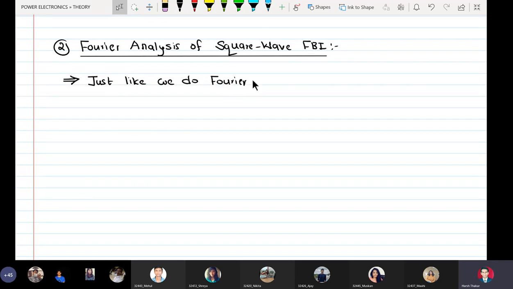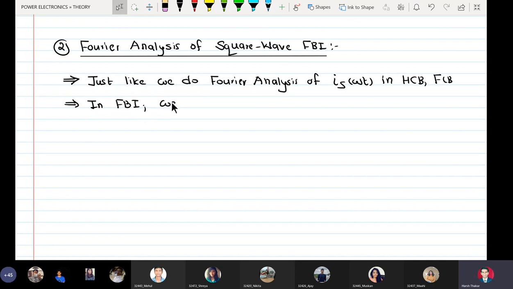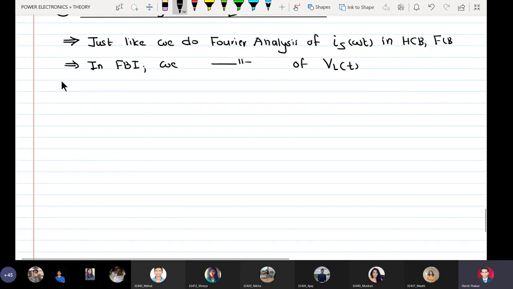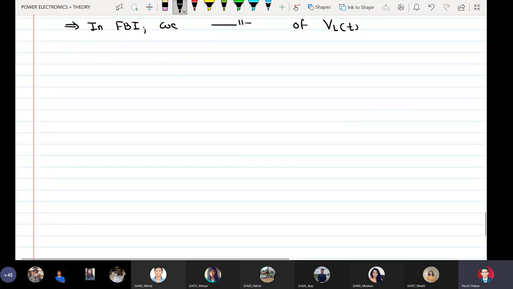the Fourier analysis of the source current Is of omega t in half controlled bridge and full controlled bridge, in full bridge inverter we do the Fourier analysis of VL of t, that is the load voltage. Okay, so in full bridge inverter we do not do the Fourier analysis of source current, but we do the Fourier analysis of the load voltage. So the first thing which we do is we draw the load voltage waveform.